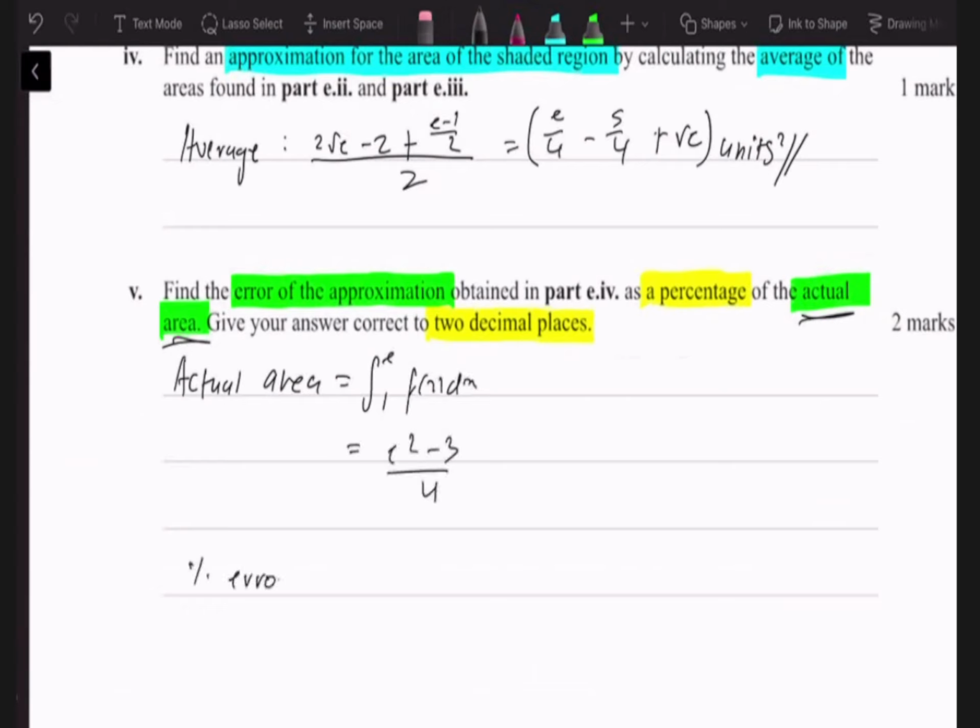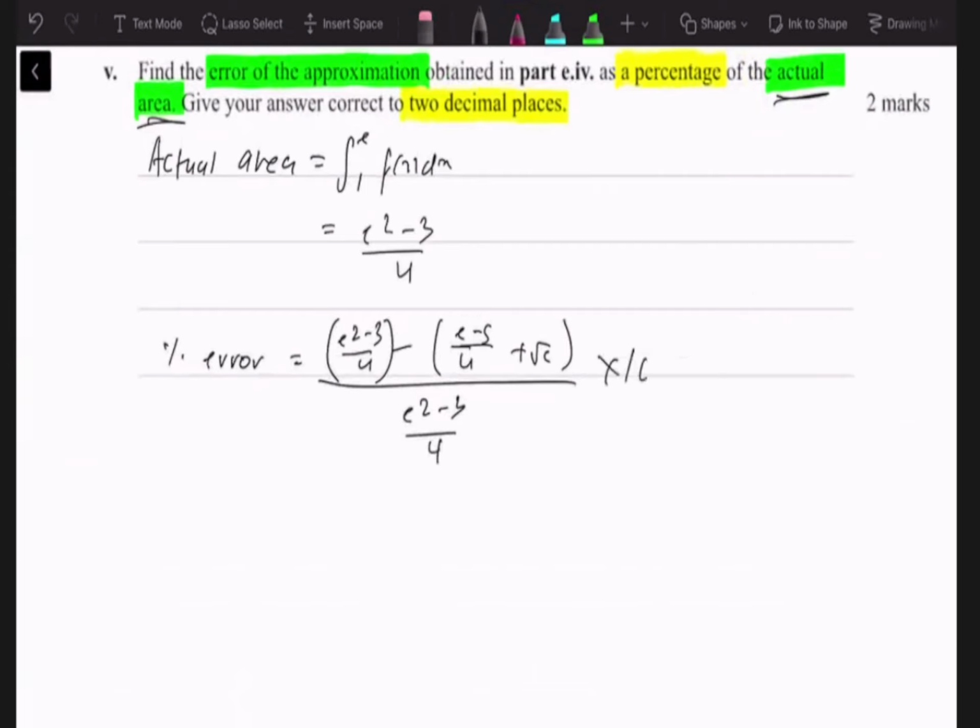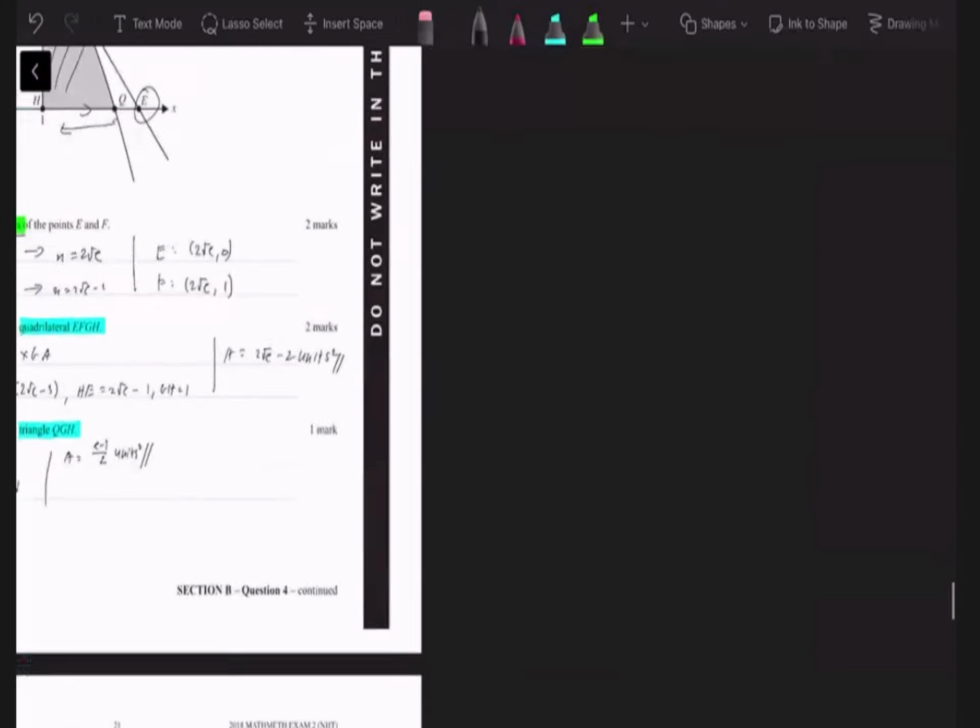So the percentage error is going to be the actual area minus the approximation, so e on 4 minus 5 on 4, plus root e, and then divided by the actual area. And then because we want it as a percentage, just times by 100, and you should get 1.73. And yep, that's everything.